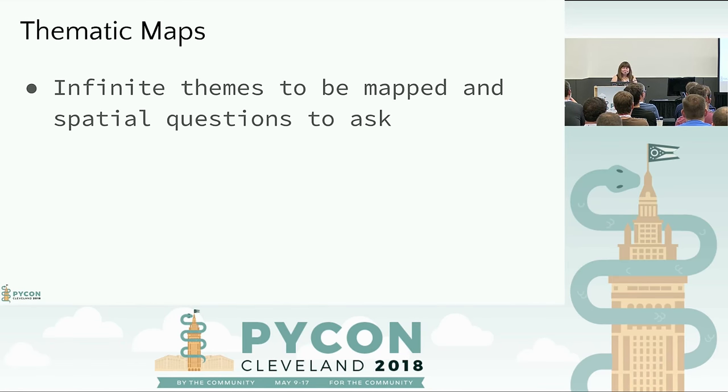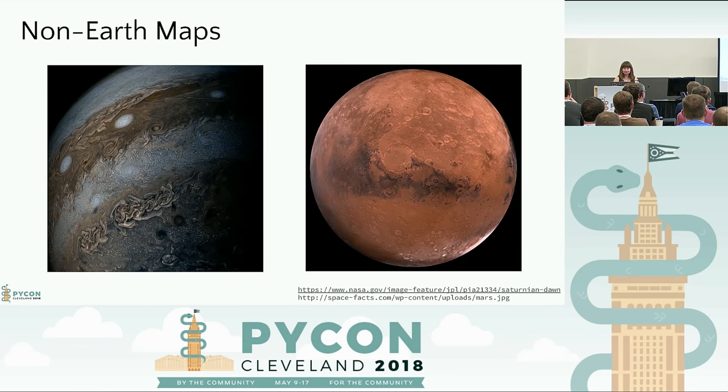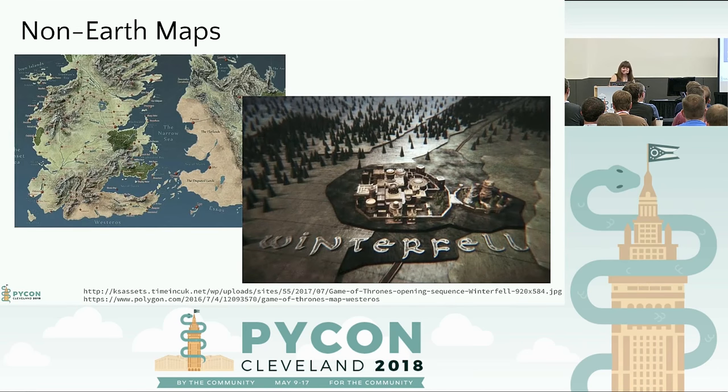So not all thematic maps have been made, because there are infinitely many themes to be mapped, ways to map things, and spatial questions to ask. And we make maps with GIS. Even if all base maps of Earth and all thematic maps of Earth had been made, there are also planets and solar systems that could be mapped. And even fictional worlds. If you've seen Game of Thrones, there's a map that pans over in the opening scene. Anyone seen that?